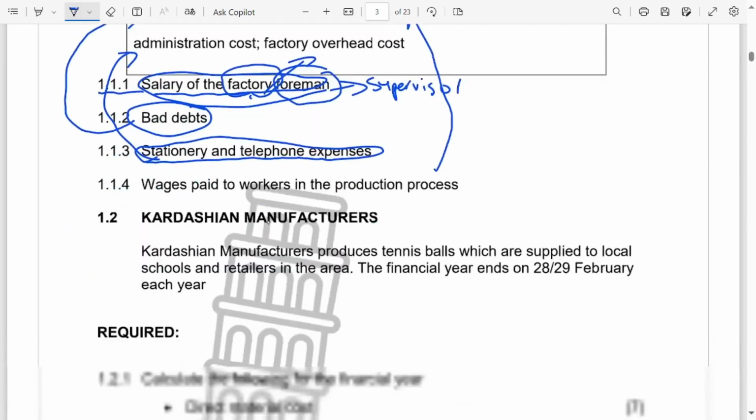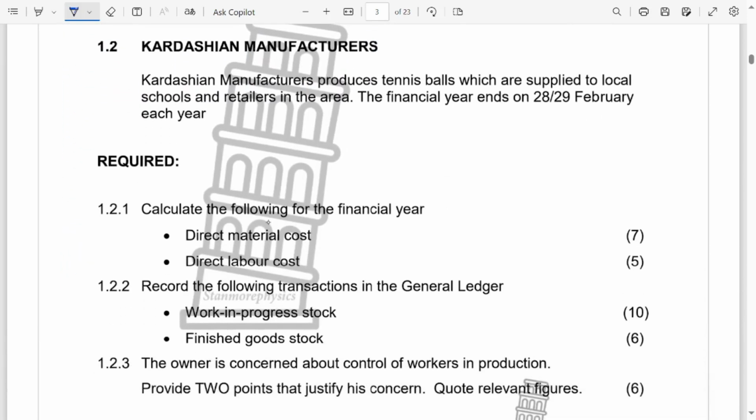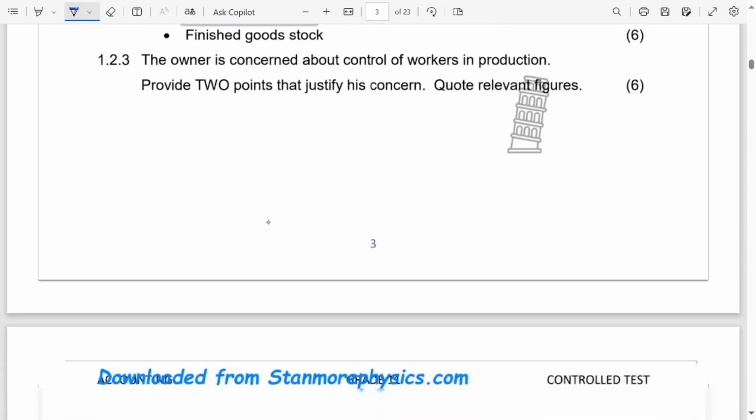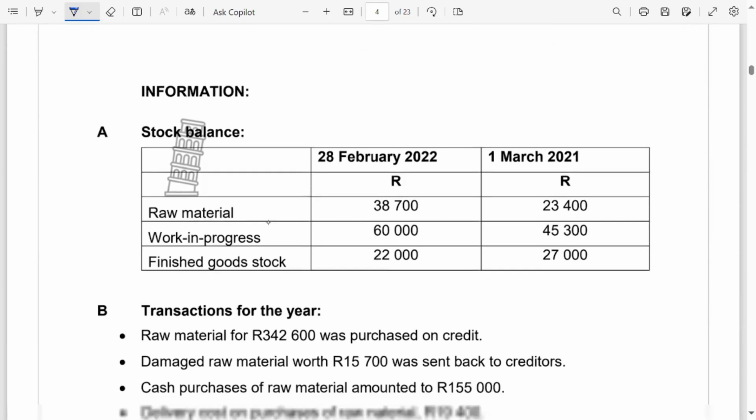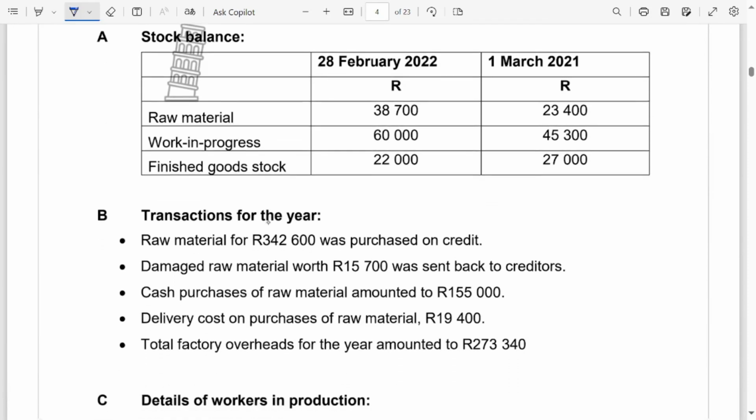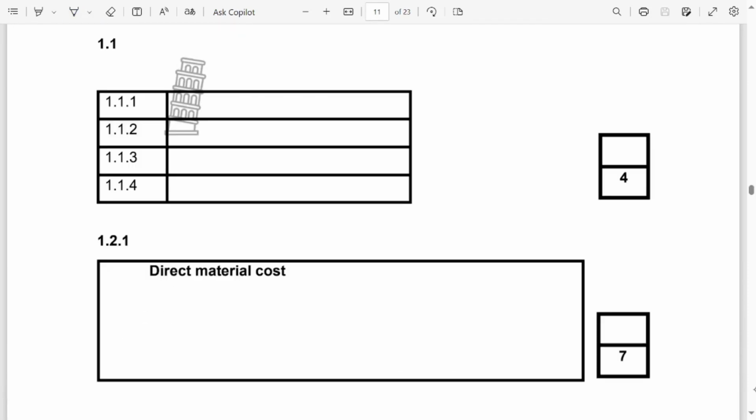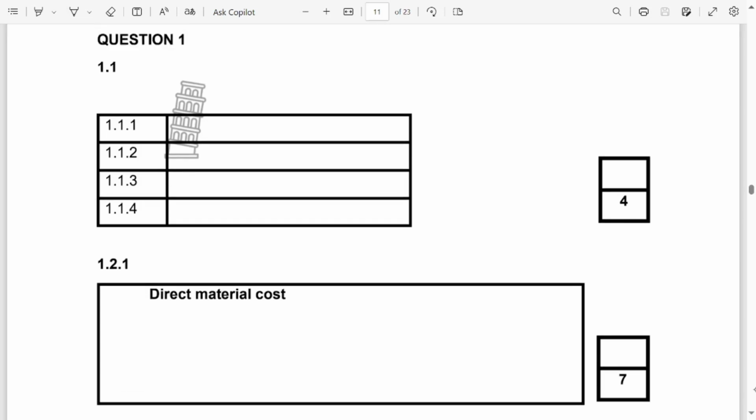Now let's go to 1.2. Calculate for the financial year direct material cost and direct labor cost. Let's go into it. Direct material. Let me see the answer sheet. This is the answer sheet, right?